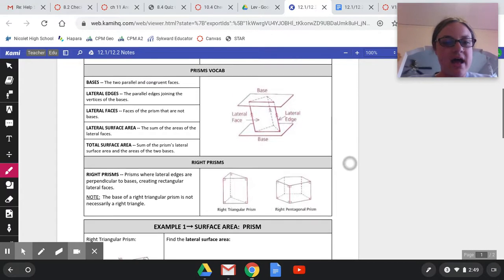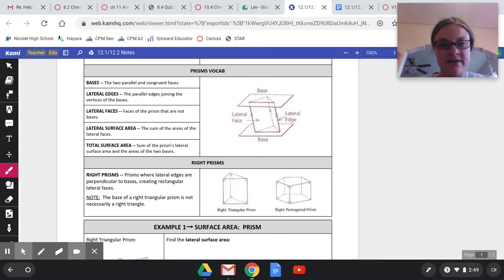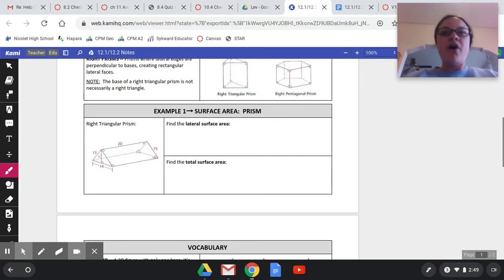Okay. If you haven't already, pause again, read about right prisms. Okay, now let's dive right into our very first example. A prism is named by its bases, right? So this puzzle box is a right rectangular prism because its bases are rectangles.